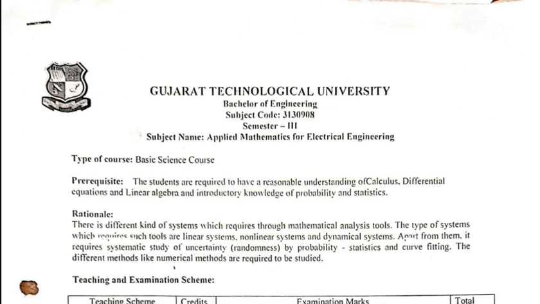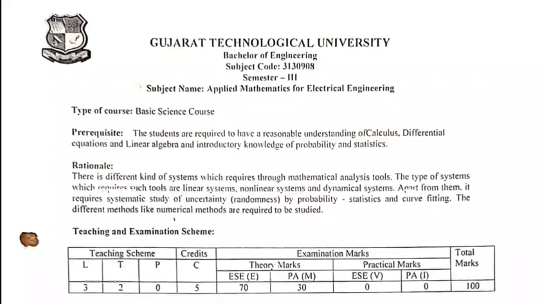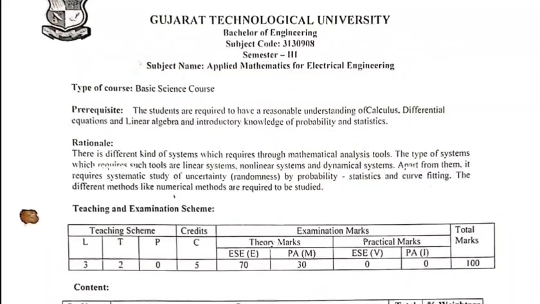Now you all are in class second year, third semester of electrical engineering. In this semester, you learn different subjects, in which I teach you the subject named Applied Mathematics for Electrical Engineering, short form AMEE. Subject code is 3130908. In this subject, we learn numerical methods as well as statistical methods.